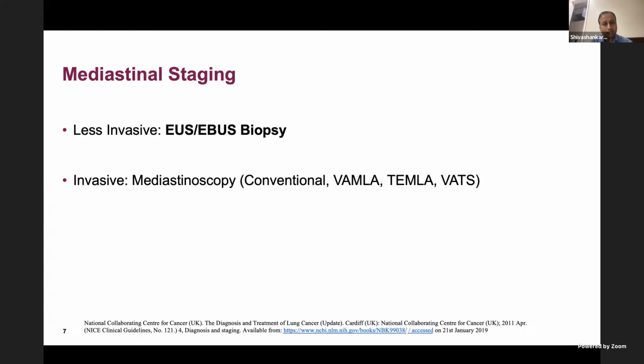Already we discussed PET-CT, because it improves the sensitivity and specificity over and above the CT scan. So apart from PET-CT scan, we have less invasive and invasive techniques such as US or EBUS-guided biopsy. And even if these are not able to reach, particularly in station 5, 6 or 9, in those stations we may opt for invasive techniques like mediastinoscopy. It can be VATS, VAMLA or TEMLA.